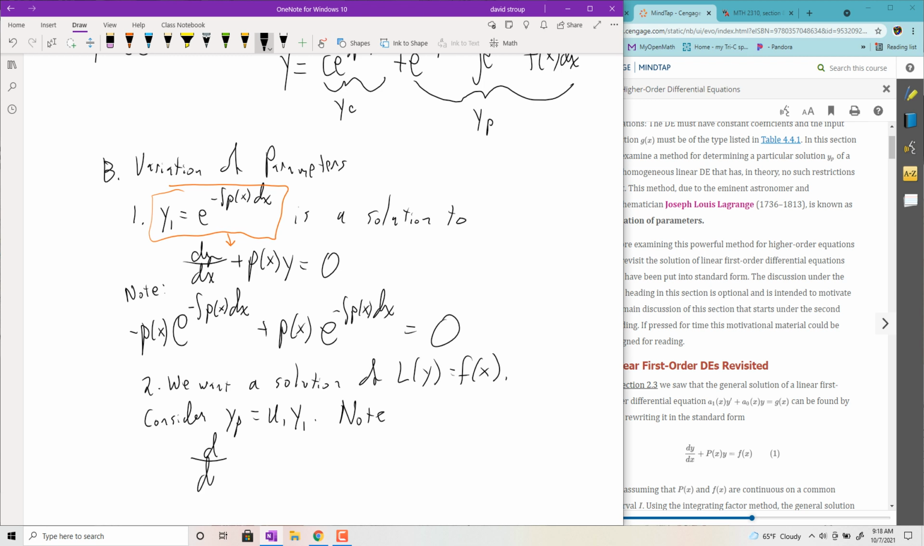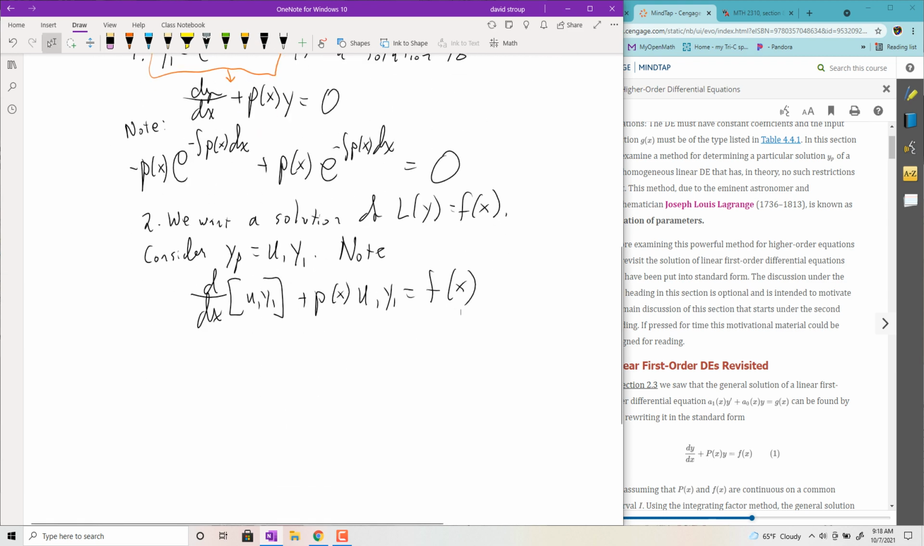I'll have the derivative with respect to x of u1 y1 plus p of x times u1 y1 equals f of x. Taking the derivative of that product, I've got to do a product rule. So I'll have, leaving u1 alone first, u1 times the derivative with respect to x of y1, plus, leaving y1 alone, y1 times the derivative with respect to x of u1, and then plus p of x u1 y1, that equals f of x.